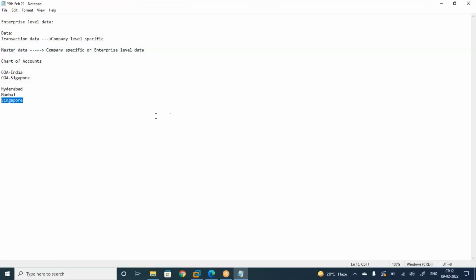So this chart of accounts is enterprise level data. So the masters that can be used as enterprise level data: chart of accounts is enterprise level data. Next, financial dimensions is enterprise level data. Next, accounting structure is enterprise level data.